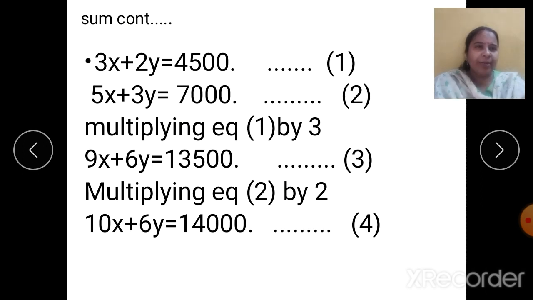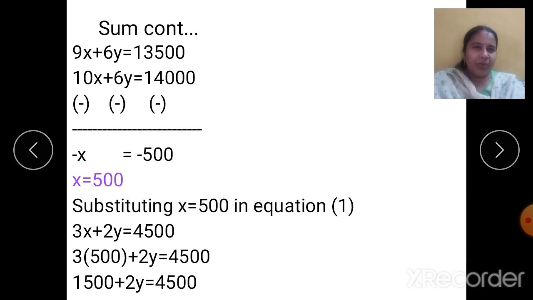Okay, so when I multiply this equation number 2 by 2, what do I get? 5 2s are 10x, 3 into 2 is 6y, and 7000 into 2 is nothing but 14,000. That is my equation number 4. Now I have got these two new equations. Look at it. This is also 6y and even this is 6y. So both these equations can be simplified by subtracting. So what we are going to do is subtract equations 3 and 4.